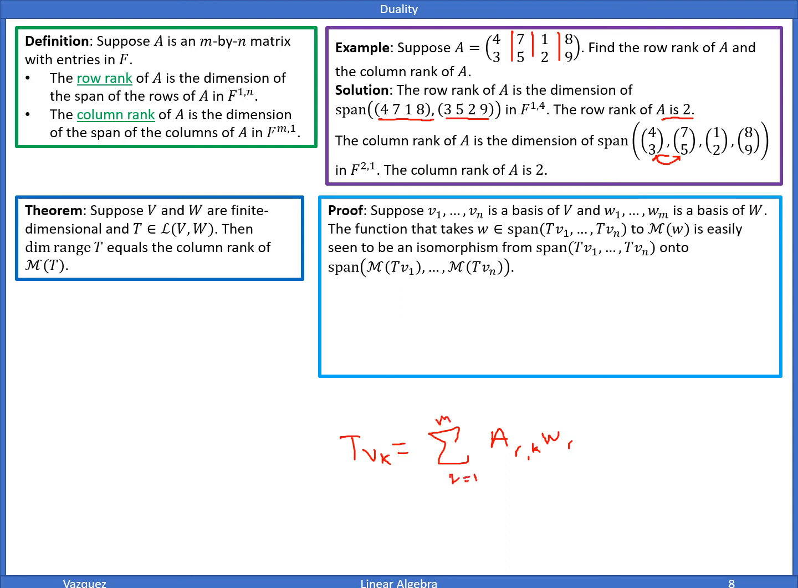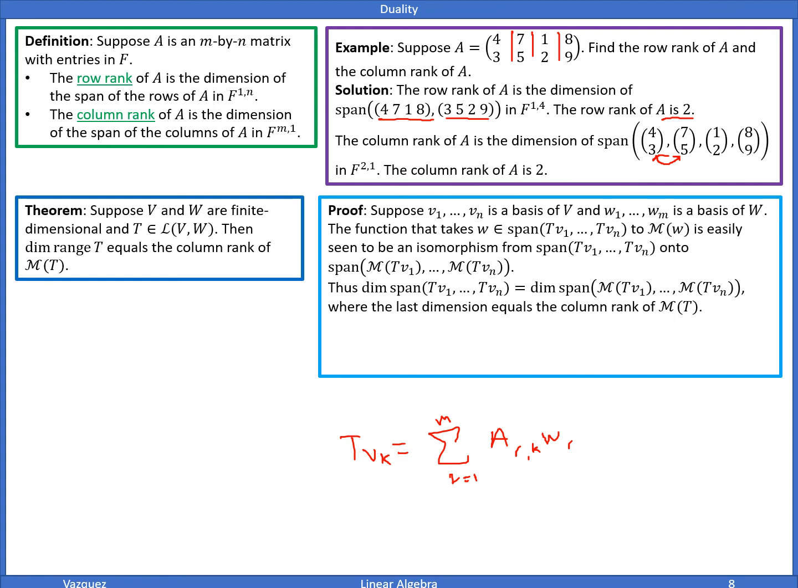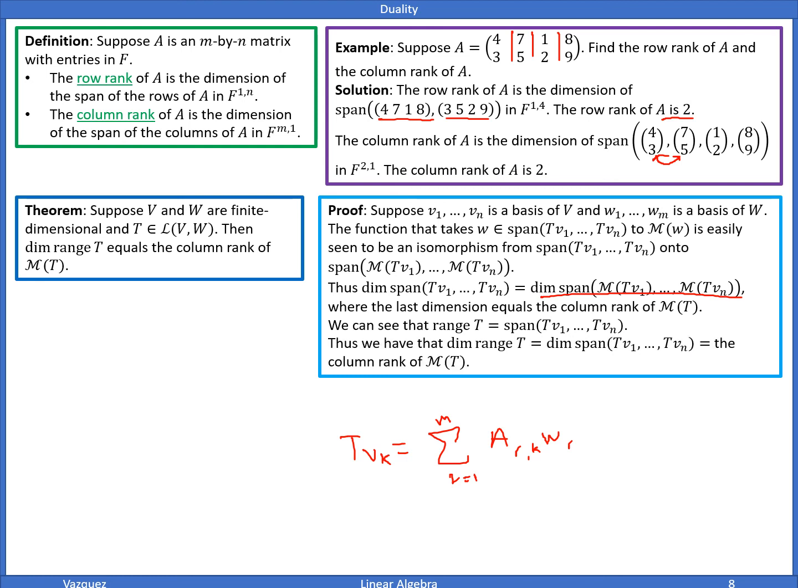Right, so using this, we can see that there's an isomorphism from the span of TV1 to TVn to the span of the matrix of TV1 to TVn. That just comes from how we defined the TVk. Therefore, the dimensions are equal, because there is an isomorphism. And this here is the column rank of the matrix of T. So we can see that the range of T is simply equal to the span of all the vectors TV1 to TVn. Therefore, we have that our theorem holds.